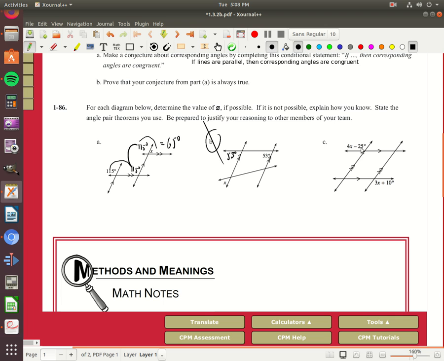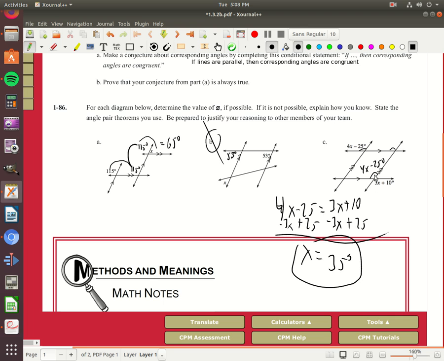If I go to C, I don't really care what this angle is. I'll worry about that in a minute, but I know that these lines are parallel, so these corresponding angles are the same. So top left are the same, and then these are parallel lines as well, so top left and top left are the same. So I know that this equals 4x minus 25. And guess what? 4x minus 25 must equal 3x plus 10 because they're vertical angles. So I can write my equation. 4x minus 25 is equal to 3x plus 10 because of vertical angles. I'll add 25. I'll subtract 3x. So I will go x equals 35 degrees.